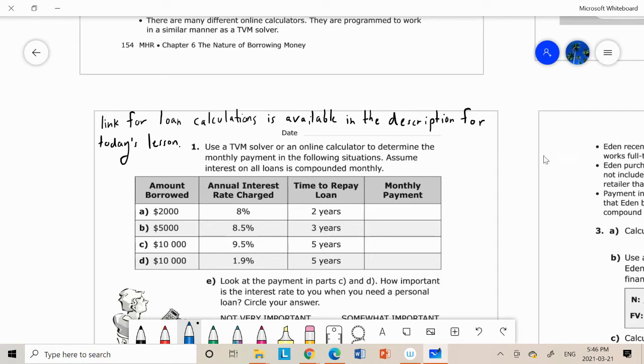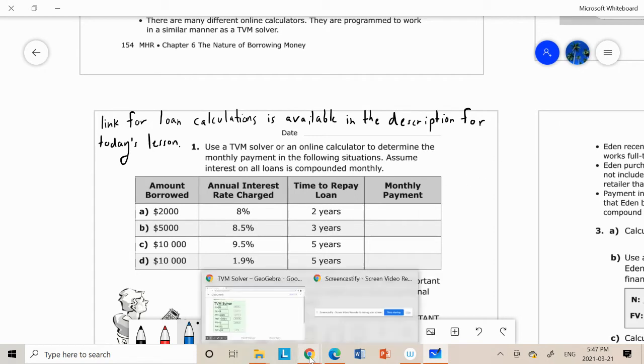Let's use a TVM solver or an online calculator to determine the monthly payment in the following situations. Assume interest on all loans is compounded monthly. So we already know monthly is 12 times per year. And let's start with the first. So 2,000, 8%, and 2 years.